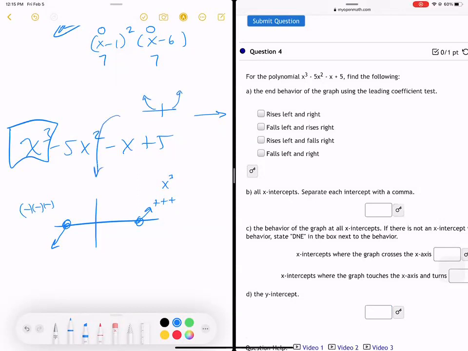No. Next one. It falls to the left, but rises to the right. Okay, it falls to the left. See how it's falling on the left side and rising on the right side? That's the end behavior that they're talking about.